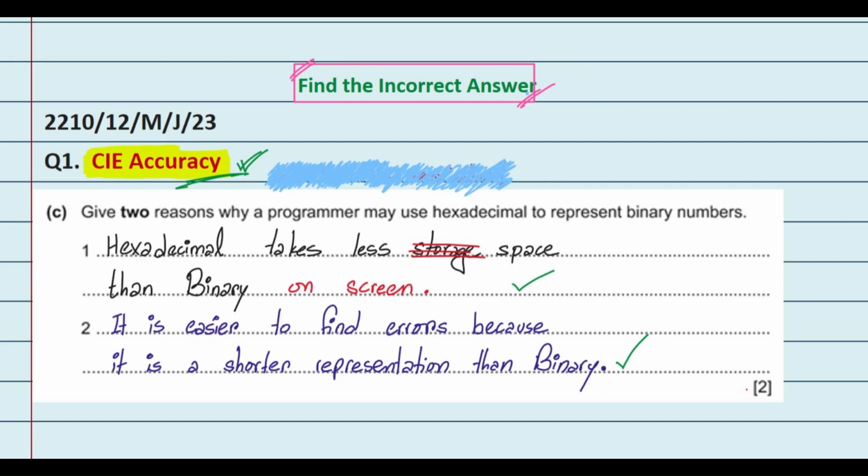Statement 1 is incorrect. And the reason for that is hexadecimal provides a shorter form of representation on screen, but in memory, all data is ultimately stored in binary form. So when we say hexadecimal takes less storage space than binary, it is incorrect because hexadecimal is ultimately stored in binary form. So the correct statement needs to be hexadecimal provides a shorter form of representation on screen.